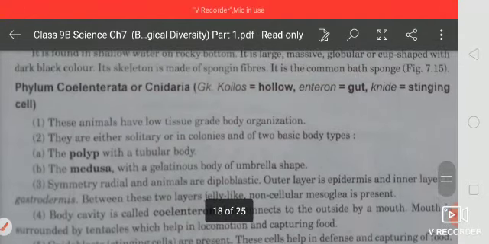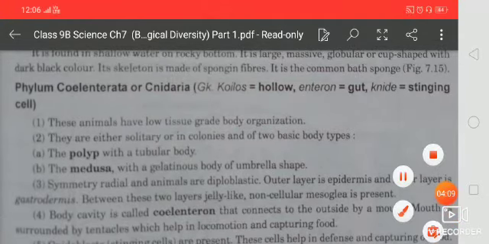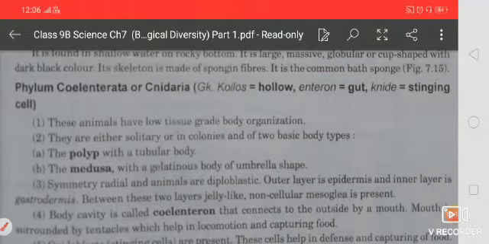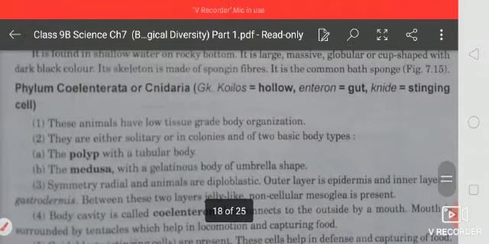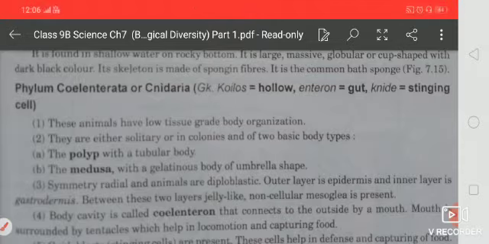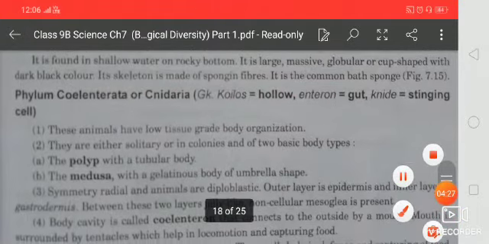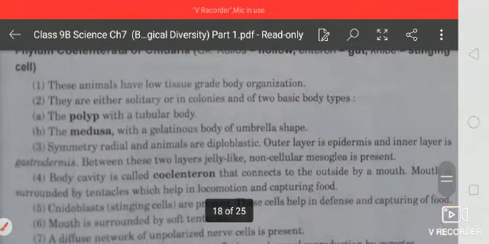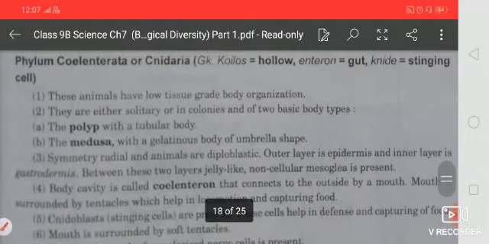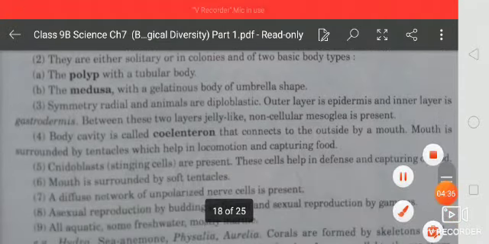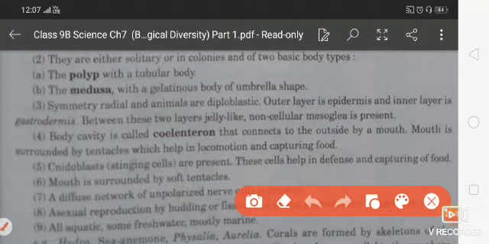Students, now Coelenterata, which is also known as Cnidaria. They have a hollow gut and sting cells, and polyp and medusa stages are present in Coelenterata. Here the symmetry is radial, and the animals are diploblastic. The outer layer is epidermis and the inner layer is gastrodermis, and between these two layers a jelly-like, non-cellular mesoglea is present.